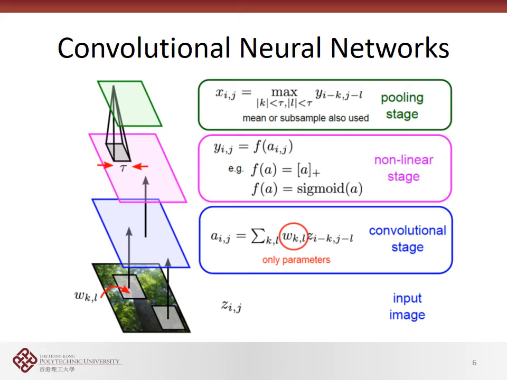And finally, after a set of convolutional layers and pooling layers, the main purpose of the network, the high-level semantic task, such as detection, segmentation, and classification, can be done by a fully connected layer.